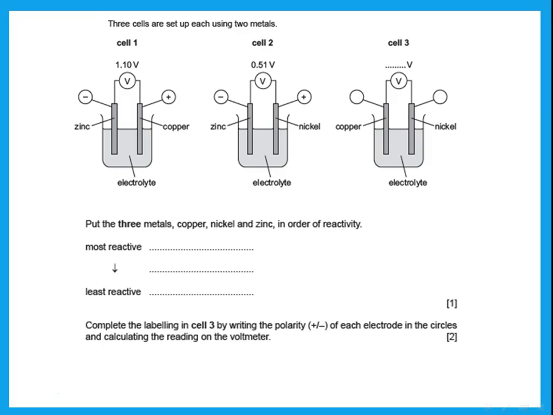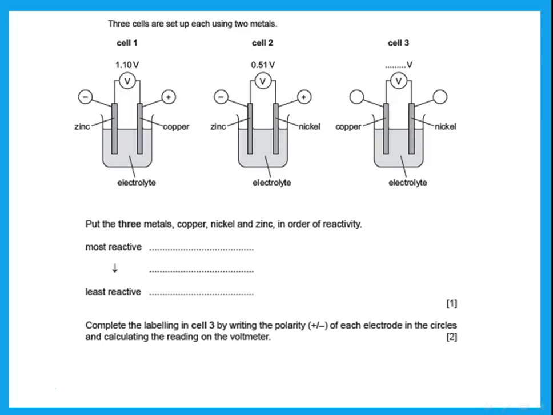Okay, this is another sample question. It says 3 cells are set up, each using 2 metals. He has zinc with copper, zinc with nickel, and copper with nickel. So he says put the 3 metals, copper, nickel and zinc, in order of reactivity.